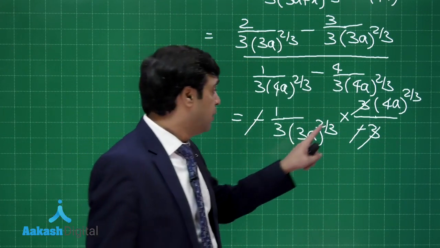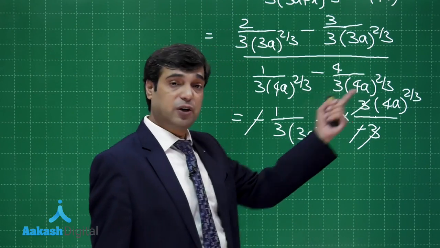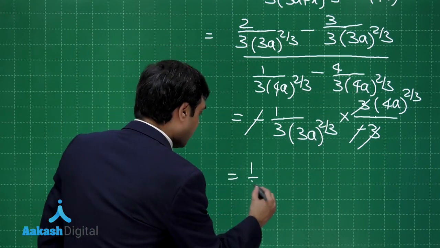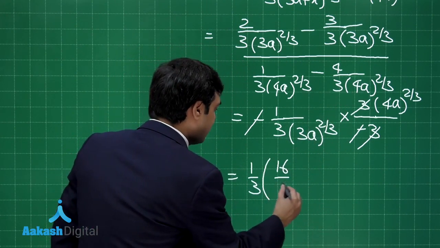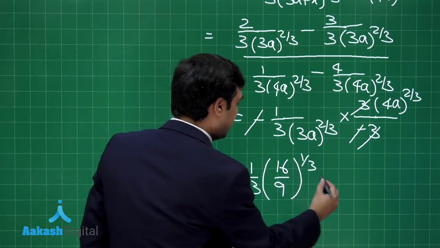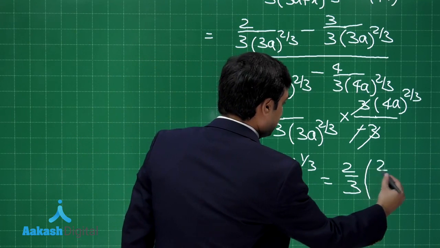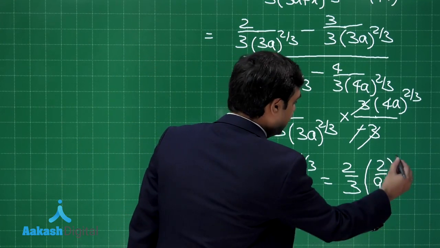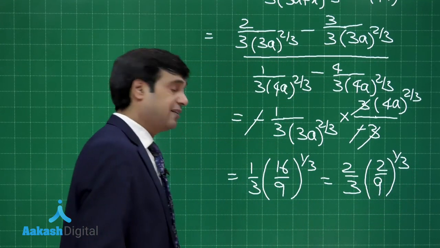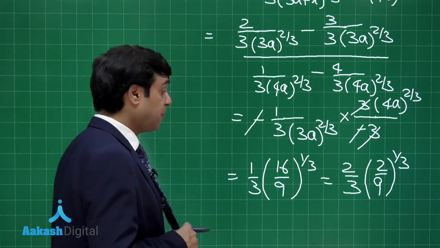What we are left with? 4 by 3 whole to the power 2 by 3, 1 by 3 multiplied with 16 by 9 raised to the power 1 by 3, or 2 by 3 multiplied with 2 by 9 raised to the power 1 by 3. Correct? Now we need to check from the given options.